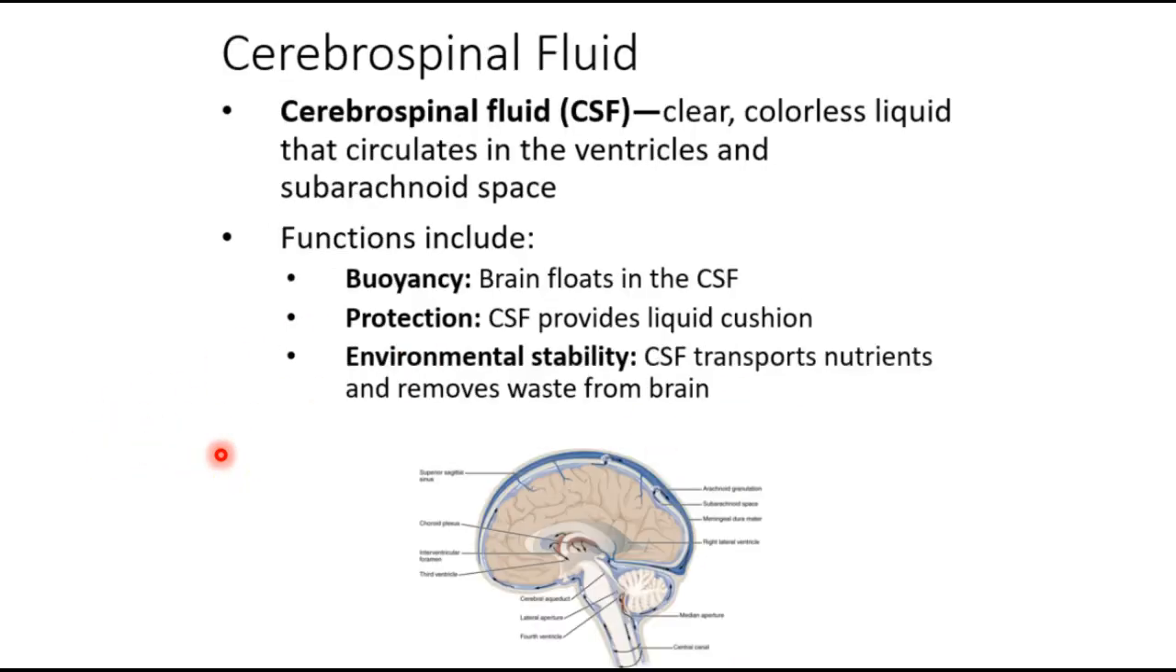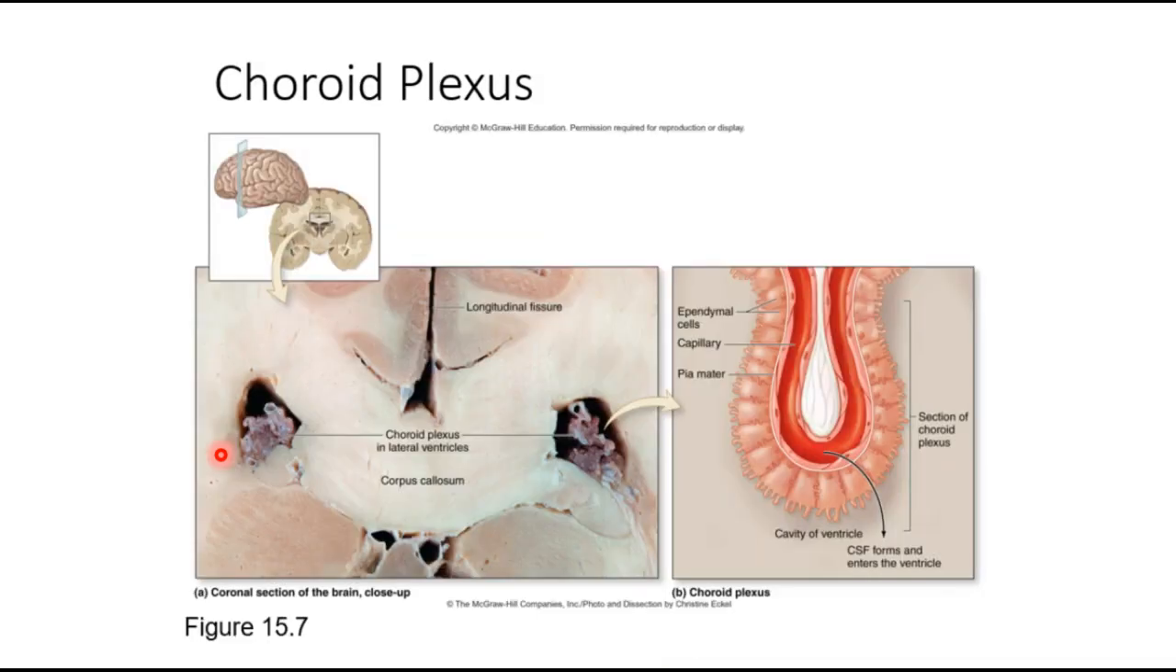So again, role of CSF: buoyancy, protection. It's a liquid cushion. It's also nutrient maintenance, environmental stability. Here's what the choroid plexus is going to look like. Now again, remember it's lining the lateral ventricles in a living person, but when you die it sort of sloughs off and it clumps around in your lateral ventricles like that. So here's what it would look like.